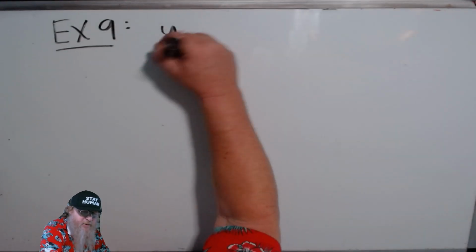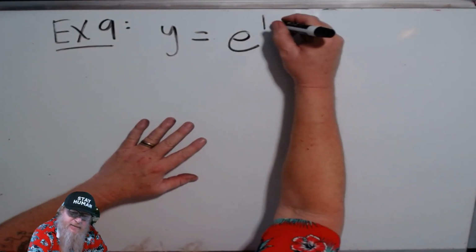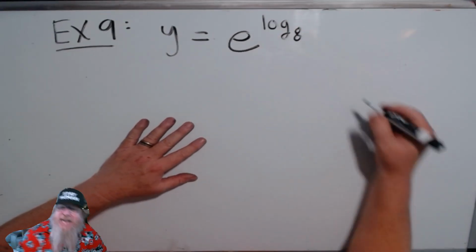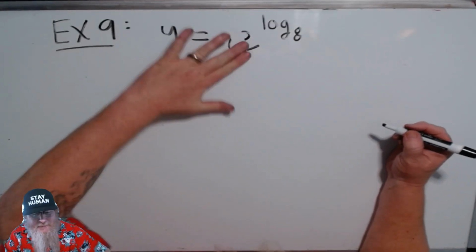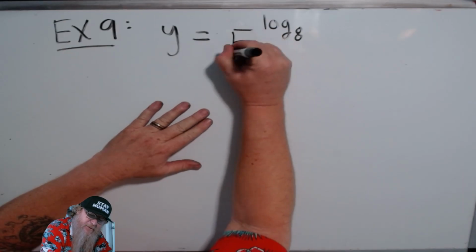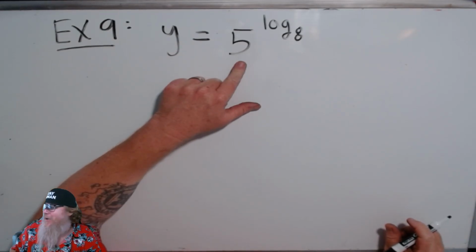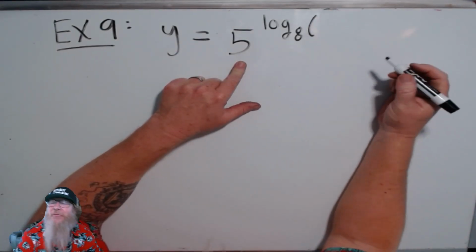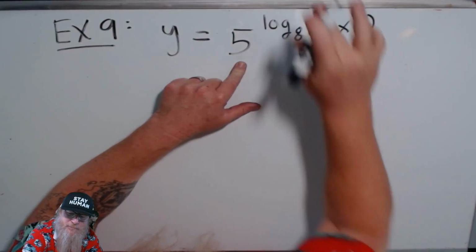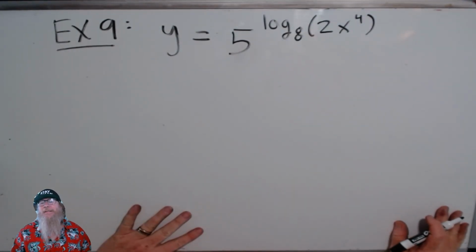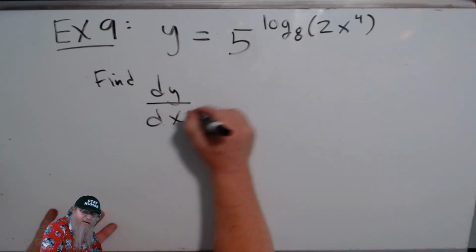All right, example 9. So y equals, let's do another triple one. E to the log base 8. Oh, that's not one of the nice ones. Oh, sorry, it's not E. Oh, this is even worse. I was looking at the wrong problem. It's 5. I just made up a terrible problem, but it's good. We're almost done, so we can suffer right together at the very end. All right, and then 2x to the 4th. This is about as bad as it gets. So find dy dx.